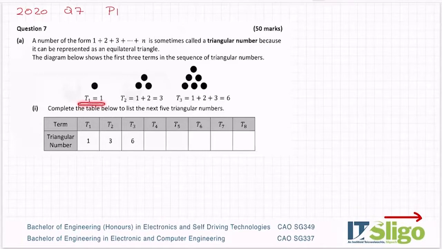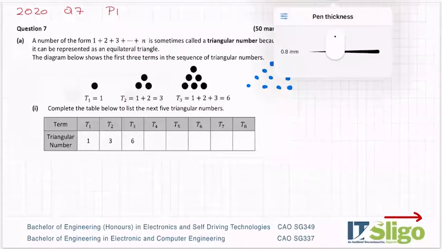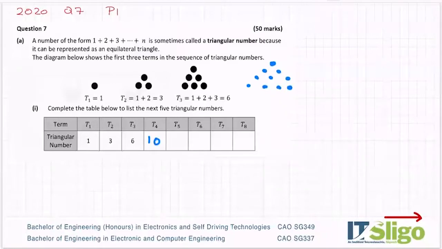So we have T1 equal to 1 dot. T2, we have a row of 1 and a row of 2, so T2 is 3. Then we have a row of 1, row of 2, row of 3, so T3 is 6. T4, 1, 2, 3, 4, so I need to add 4 onto 6 to give me 10. Okay, so that's T4.